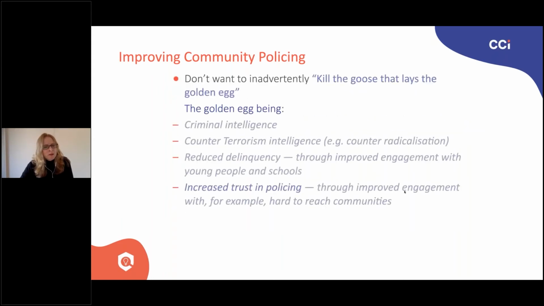And what we might mean by that is that we believe that community policing offers the golden egg in the sense that it is providing access to criminal intelligence. Sometimes that's related to counter-terrorist intelligence. There's also, through their engagement with young people and with schools, the opportunity to reduce delinquency. And probably most importantly, through their engagement with, for example, hard to reach communities, it's through community policing that we're actually increasing trust in policing.